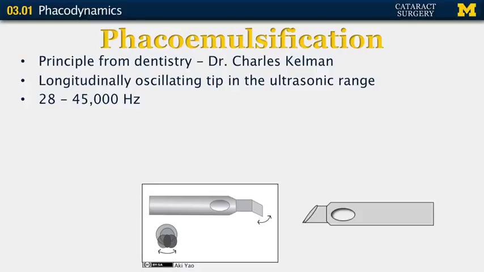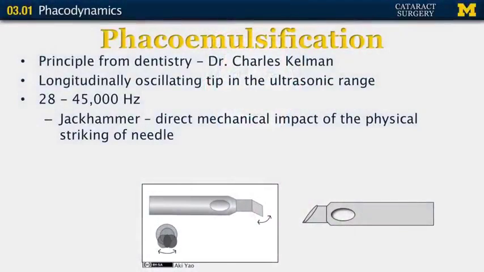So to first understand phacodynamics, we have to understand phacoemulsification. This was a principle borrowed by Dr. Charles Kelman in the 1960s from dentistry. The principle is to use a longitudinally oscillating tip in the ultrasonic range to emulsify and remove the nuclear fragments from the eye through a small incision. The frequency used today is between 28 and 45,000 hertz, or cycles per second. Lower frequency is inefficient, and higher frequency leads to potential wound burn and heat buildup.